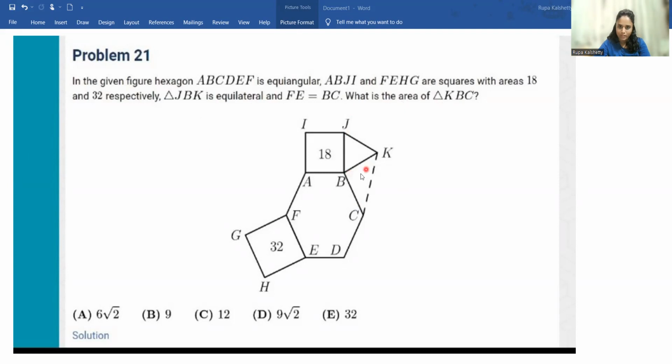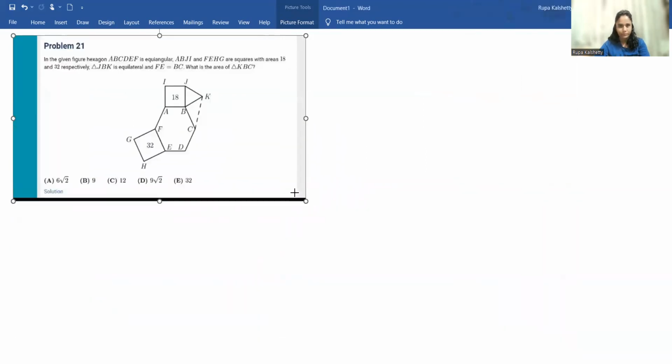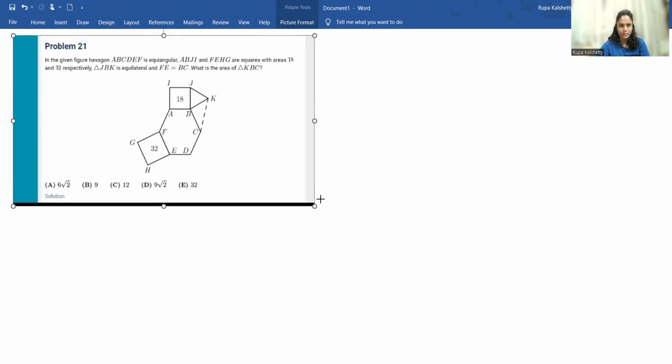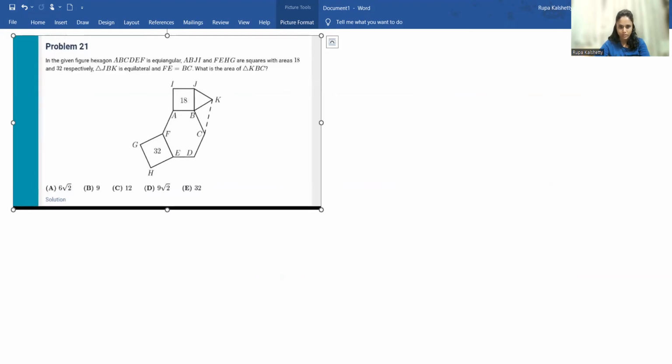So this is your triangle KBC. KBC reminds me of Kaun Banega Crorepati. Okay, so you are going to find out the area of this triangle KBC. Let's see how we solve this example. All right, let me make it smaller so we have enough space here for solving this question and the work explanation.